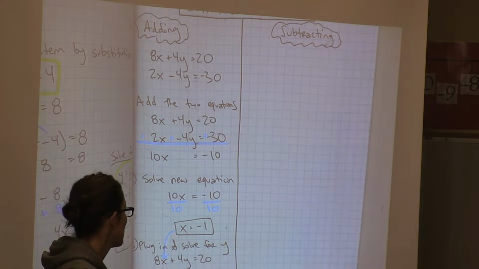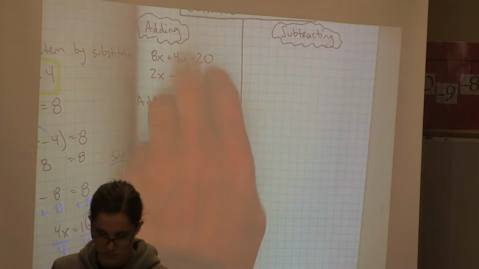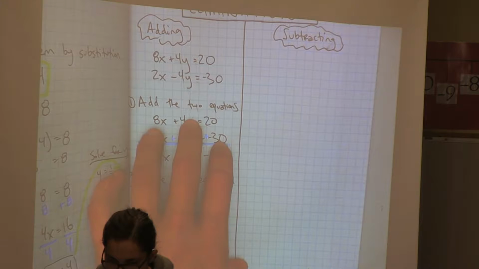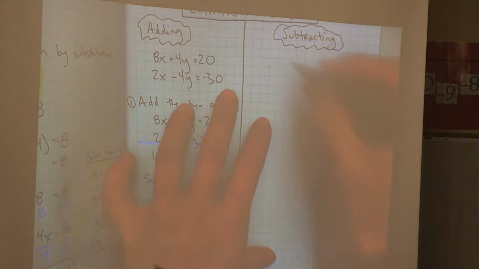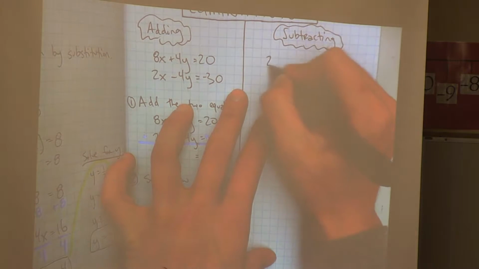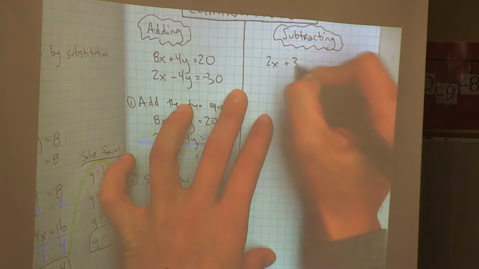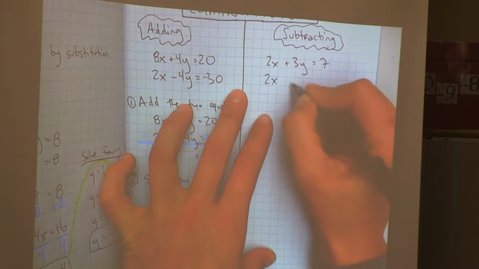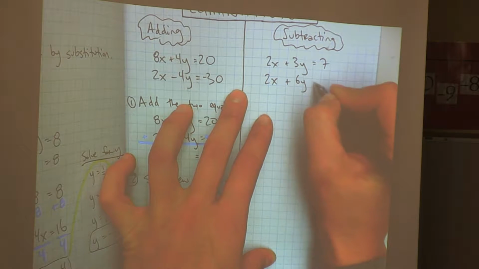Okay, we talked about adding by elimination. Now we're going to talk about subtracting. Here's our example for subtracting. I have 2x plus 3y equals 7, and 2x plus 6y equals 1.